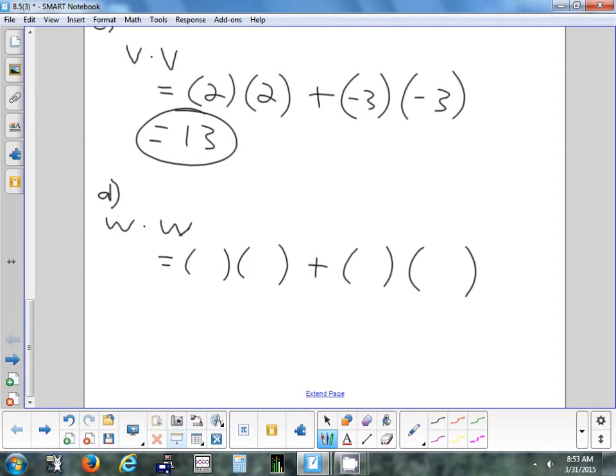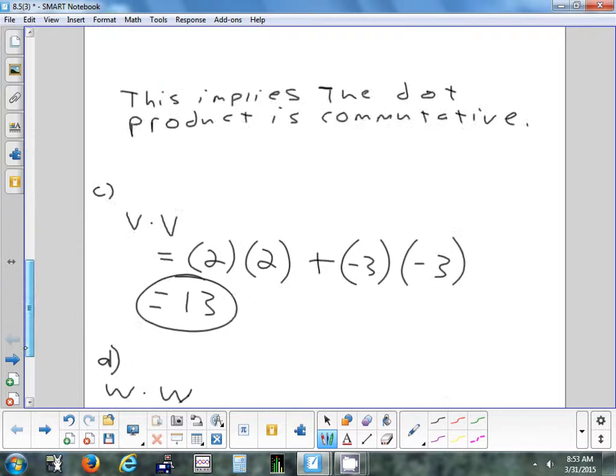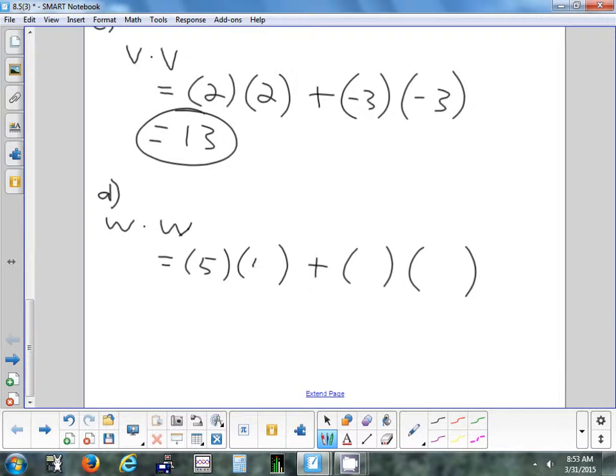And let's also find w dot w. All right, so Josh, what's w dot w? 5 times 5 plus 3 times 3. Yep, 5 times 5 plus 3 times 3. So that gives me 25 plus 9, or 34. What's another way of saying 5 times 5? 5 squared. And 3 times 3? 3 squared.